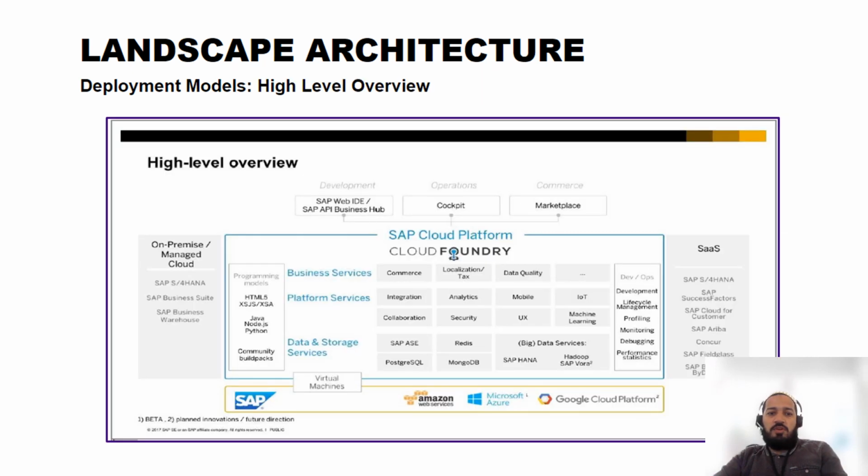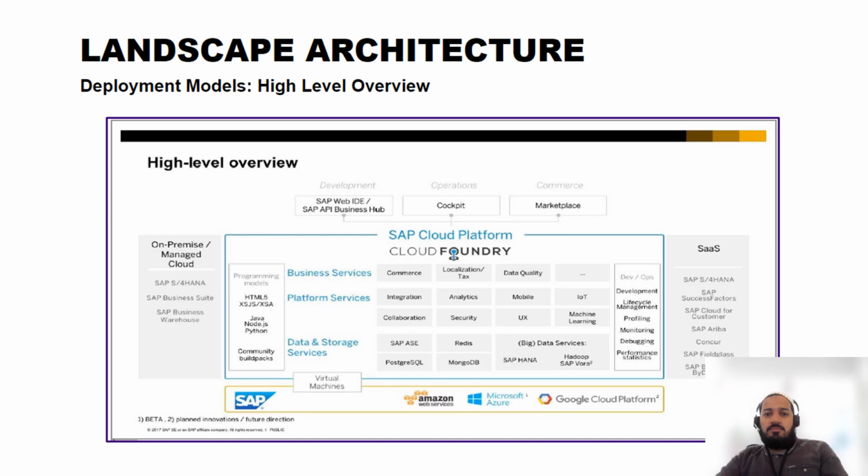Then this is a high level overview of how on-prem and cloud are managed, and what Cloud Foundry SAP Cloud Platform looks like. So these are SaaS services, where software such as SuccessFactors and Ariba is mentioned. In the Cloud Foundry cloud, which is platform as a service, you see platform services, integrations, commerce, collaborations, SAP ASE, PostgreSQL. All these are Cloud Foundry related applications that are provided. Then the underlying machines are there. This is basically a cockpit for all the operations.